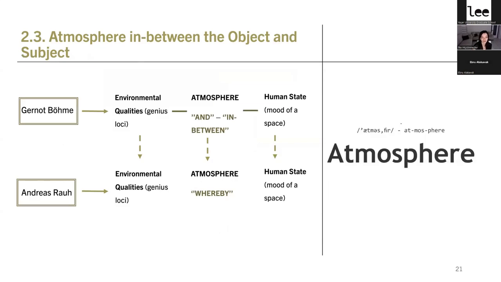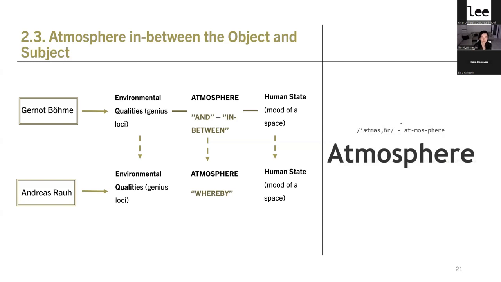In a closer sense to architecture, Gernot Böhme first defined the position of the atmosphere as in between the object-based and subject-based qualities. After that, Andreas Rauh expanded the atmosphere definition of Gernot Böhme and derived the term whereby as a position of the atmosphere. In this respect, the term whereby indicates the shortcut between mental and material reality according to him.